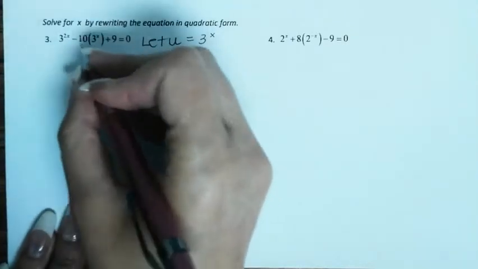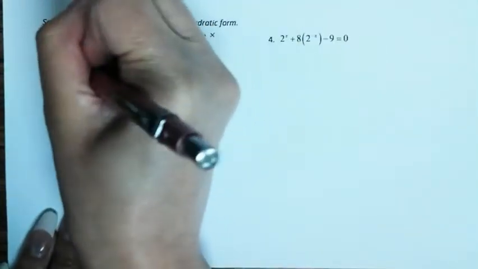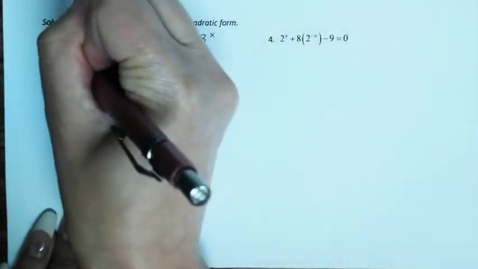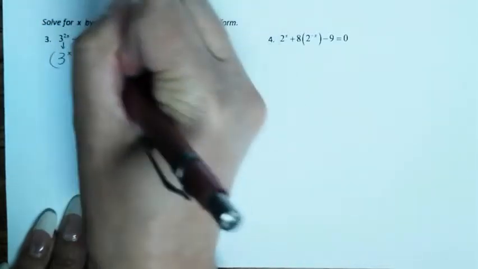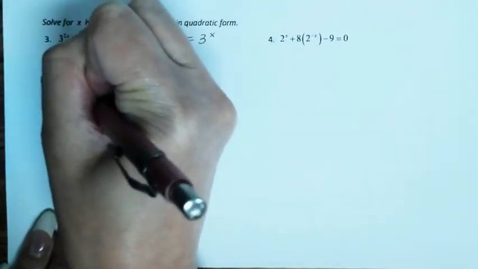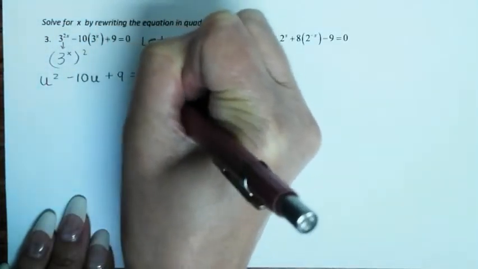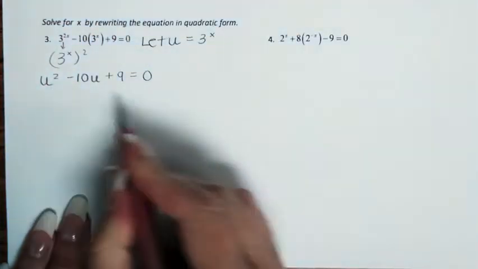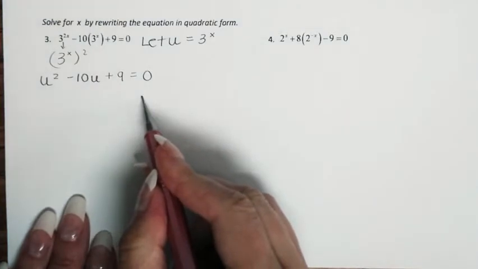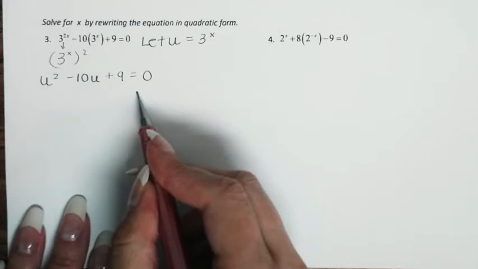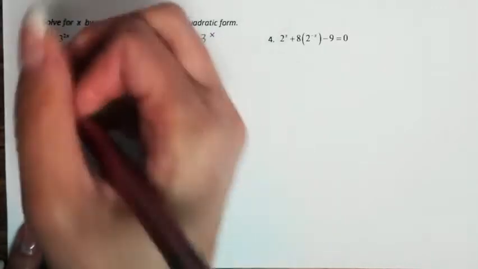This guy that you have here is the same as having 3 to the x, squared. So what you have in this expression is u squared minus 10u plus 9 equals 0. Now that you see this, what do you think? This is a quadratic equation that you can easily factor, right? So what are we going to do? We're going to factor.